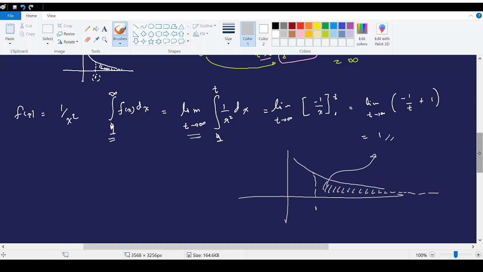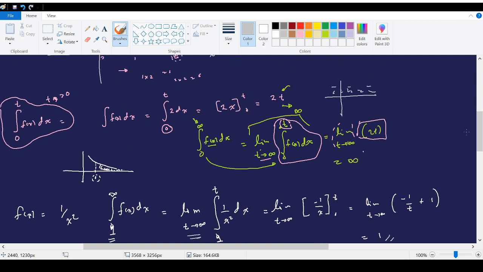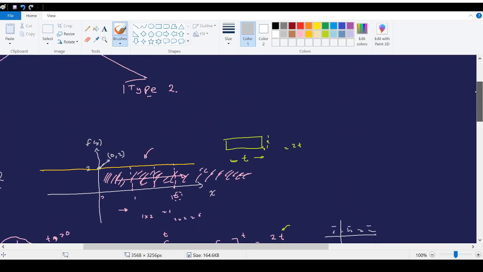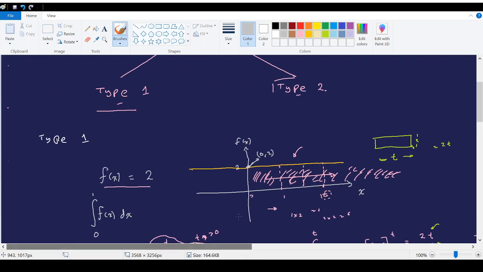Because when you say an infinite area, intuitively you might feel that the area should also be infinity. But mathematically it is not true, right? That's what we have shown here. So although you take the area of an infinite region, it may or may not be infinity. So this is the property addressed by the type 1 improper integrals, right?